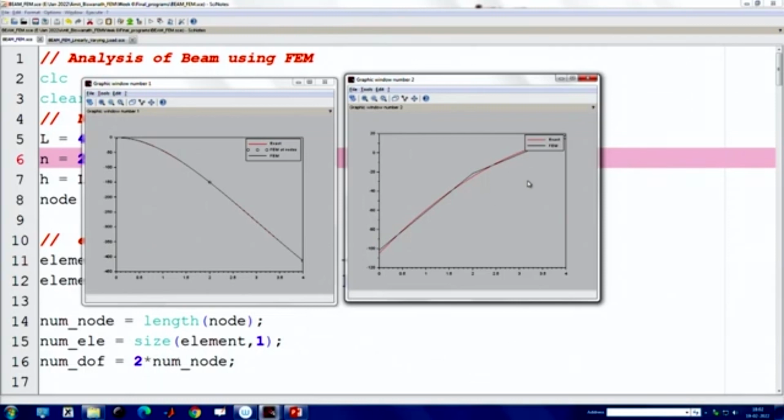Bending moment diagram between two nodal points will be linear because our shape function is cubic, and in order to calculate bending moment we need to differentiate the shape function 2 times. So, the distribution of bending moment will be linear between two nodal points.